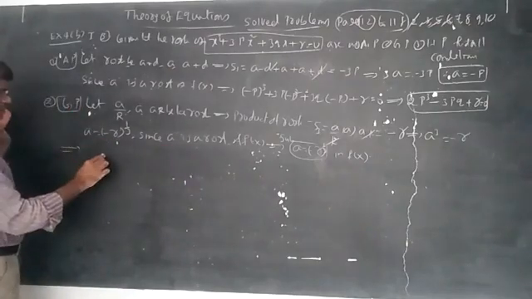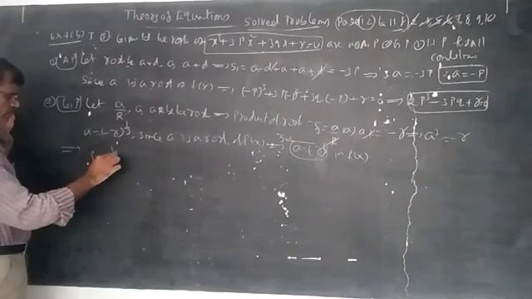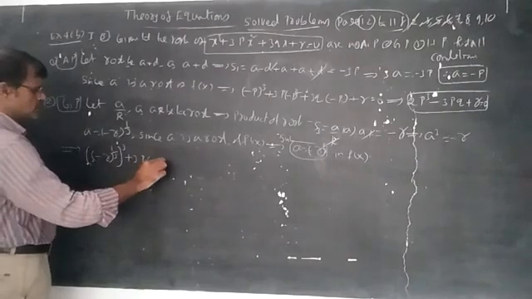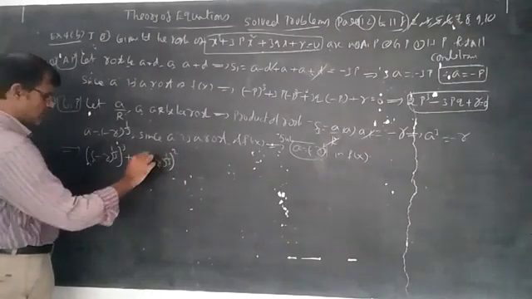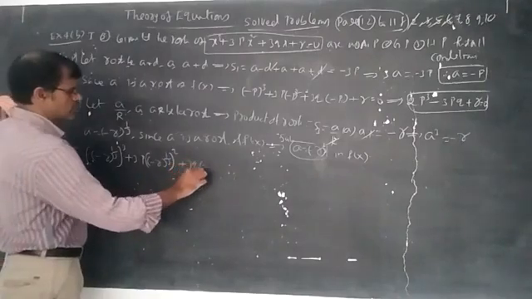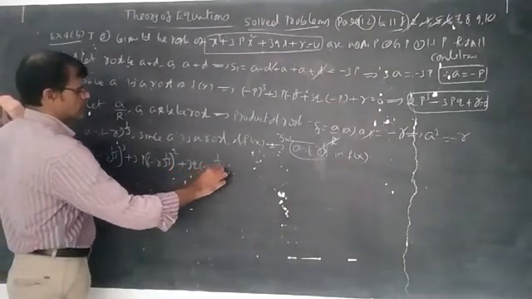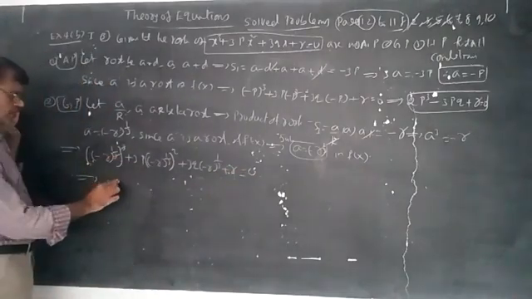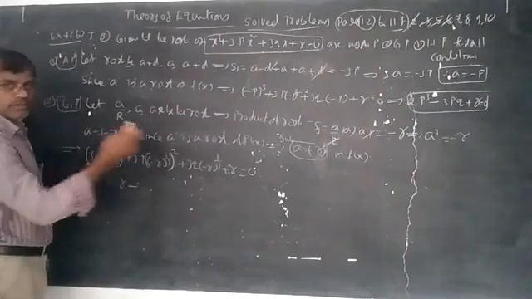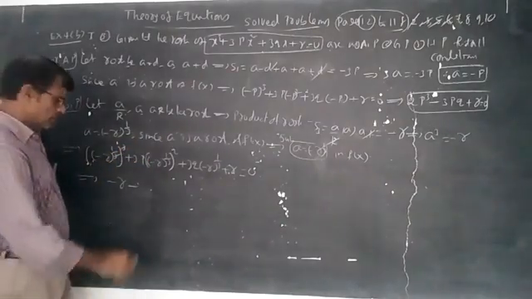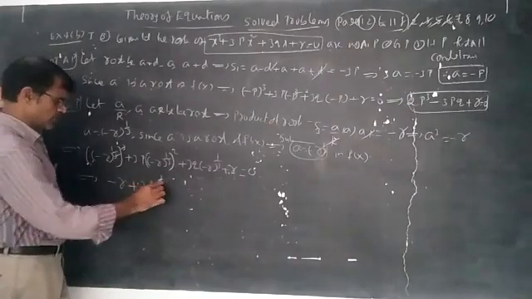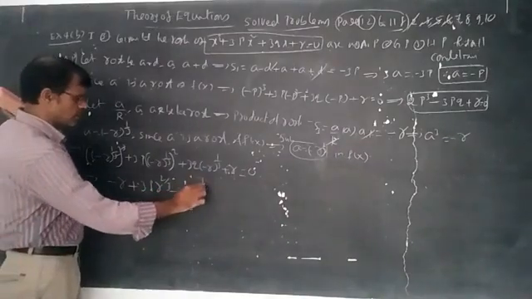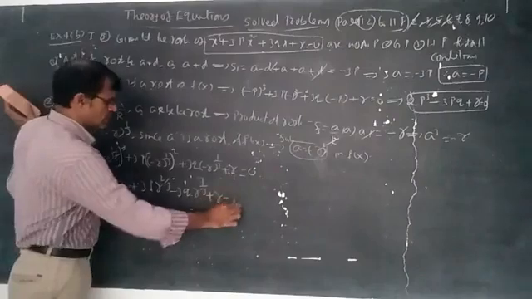Once again I am writing. This is minus r power 1 by 3 whole cube plus 3p into minus r power 1 by 3 whole square plus 3q into minus r power 1 by 3 plus r is equal to 0. That implies 3 and 3 will get cancelled. Minus r power 1 by 3 whole square becomes plus r, so this is 3p r square, now it is power 2 by 3. This is minus 3q r power 1 by 3 plus r is equal to 0.